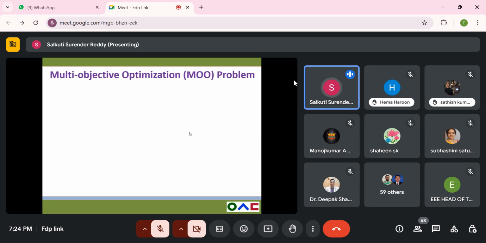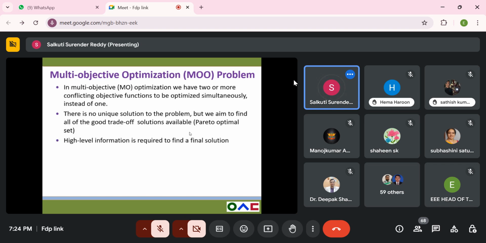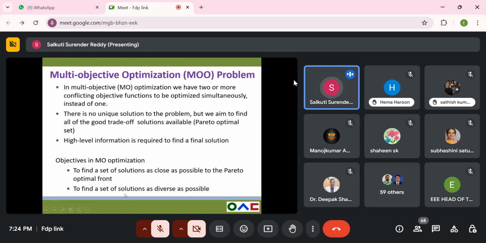Again, as I said, apart from single objective optimization, you also have multi-objective optimization. In multi-objective optimization, you will have two or more conflicting objectives, so there is no unique solution to the problem. You need some kind of high-level information to find the final solution. In multi-objective optimization, we are going to get a Pareto optimal set, which gives a large number of solutions as diverse as possible.